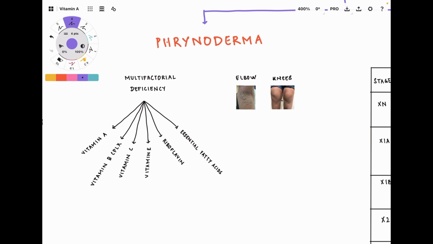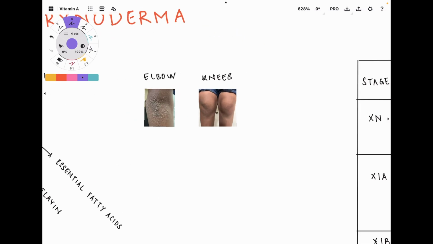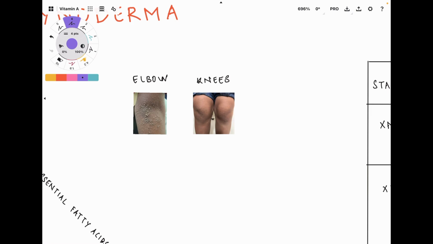Other factors which can become deficient leading to follicular hyperkeratosis are vitamin B complex, vitamin C, vitamin E, riboflavin, and essential fatty acids. Location of phrynoderma is in elbow and knees. Here you can see follicular hyperkeratosis in the elbow and the knees.